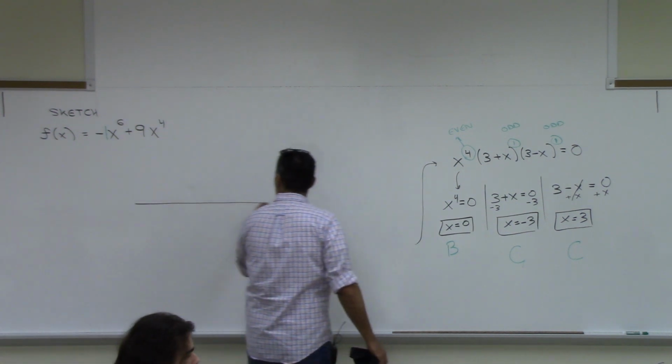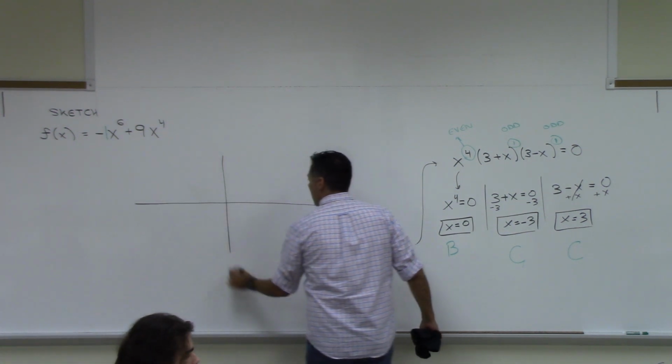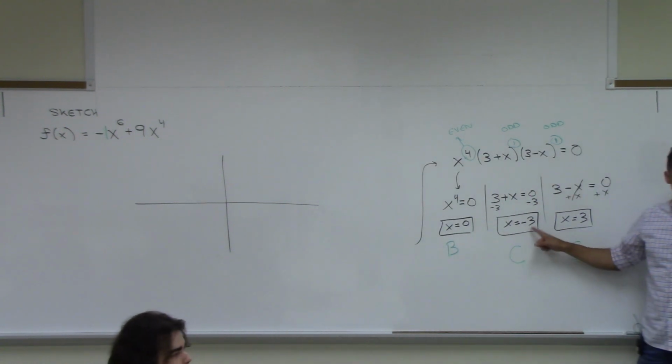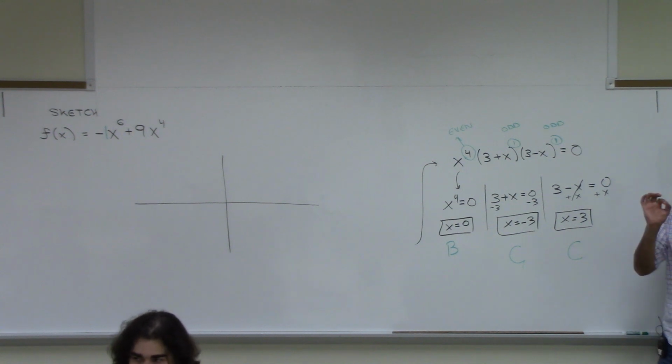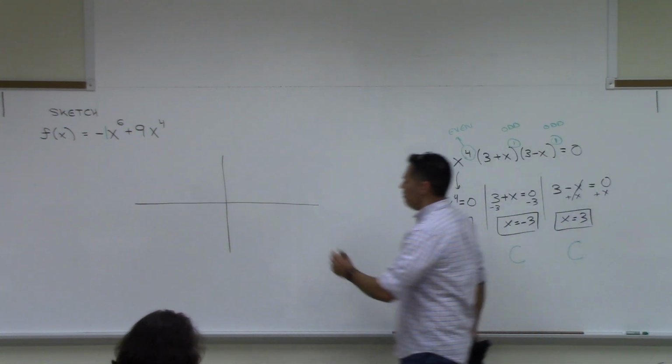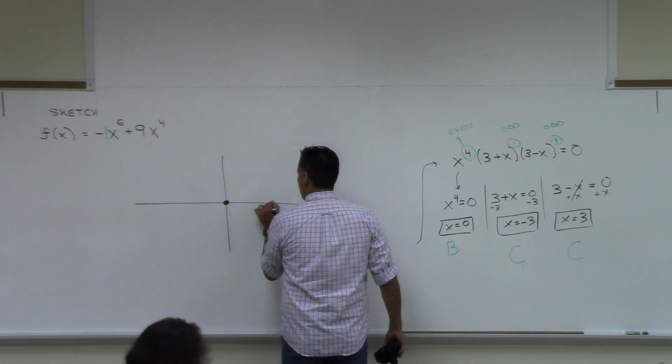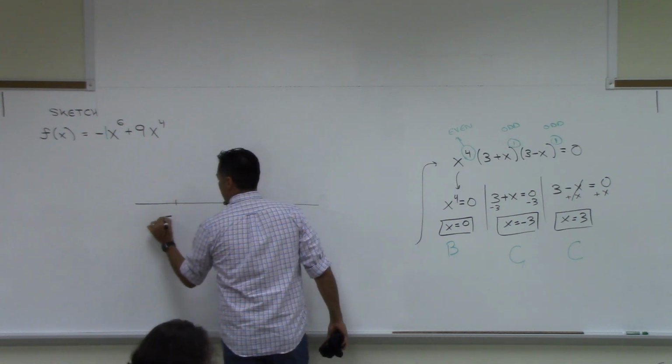So I will draw my x-axis, I'll draw my y-axis, and I'm going to start my picture by putting my x-intercepts as dots on my x-axis. So at 0, right, I have a dot. Over here at 3, I have a dot. And over here at -3.